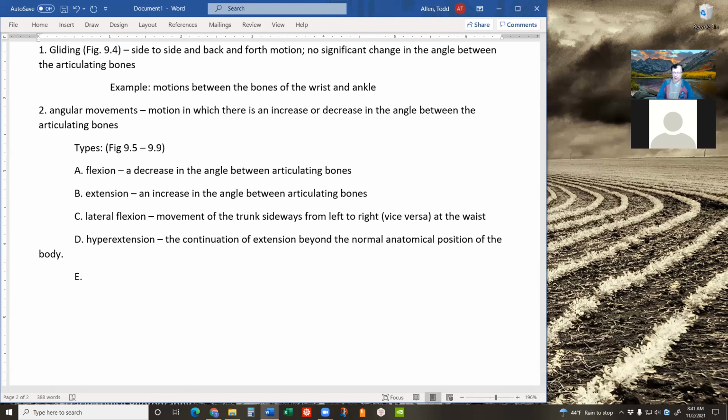Let's talk about abduction and adduction. Abduction and adduction can be shown in figure 9.6, for those that have their textbook available. Abduction and adduction are like two sides of a coin, like heads and tails, kind of like peanut butter and jelly. They go together. So abduction is the movement of a bone away from the midline.